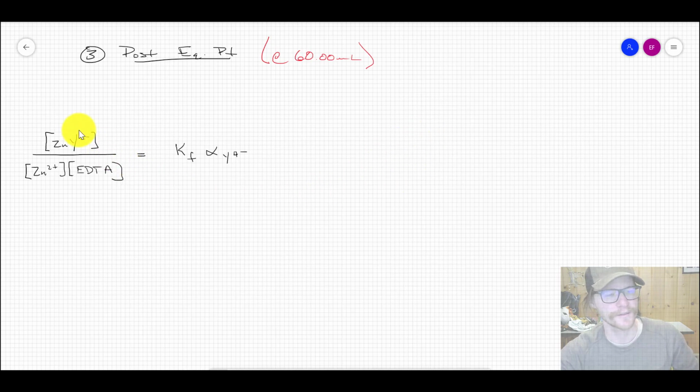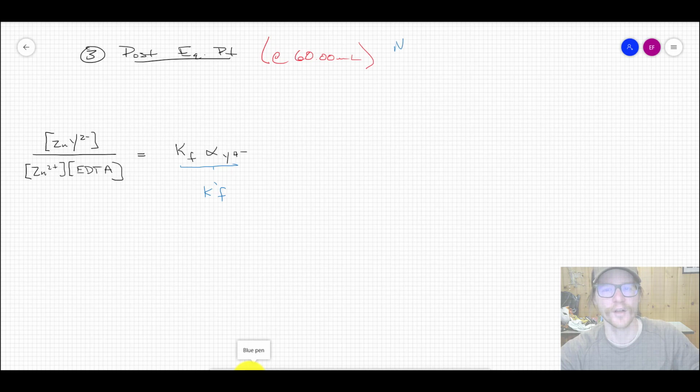So this is the normal complex over the metal times the EDTA concentration, and that's equal to our formation constant times the fraction in the Y4 minus form. The key here, which makes it a little confusing, is that in this case, we know this to be just the normal conditional formation constant instead of the double prime. In fact, we don't need to use the double prime because we don't need to consider ammonia for this last step. We don't need to consider ammonia anywhere post-equivalence.